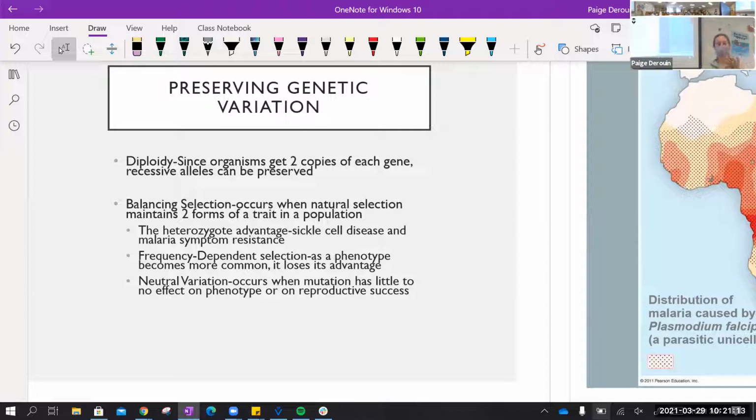Colorblindness. Yeah, like colorblindness. And the big example that I'm going to talk about is sickle cell, which I think you are maybe familiar with. But we have this thing called balancing selection, which means that two forms of the trait will persist even if one of them is not great. And that's because we have two copies of each gene, so we're able to carry different traits. And I'll make a note of that here, that this allows for carriers.